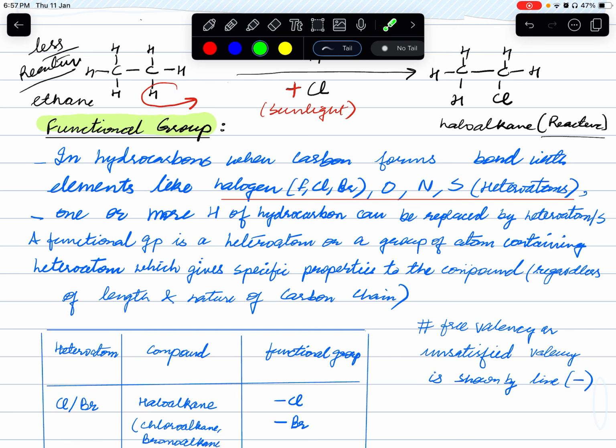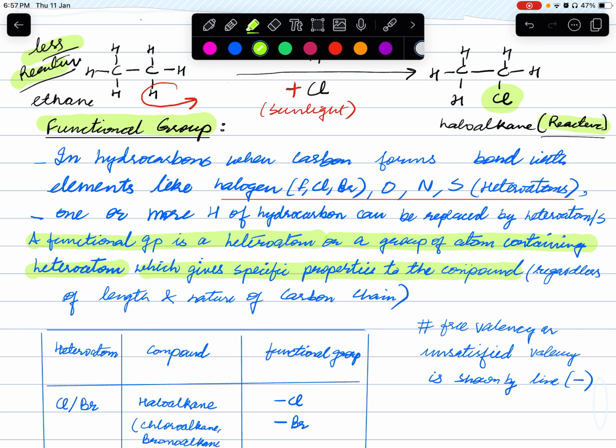So when any hydrocarbon forms bonds with these heteroatoms, one or more hydrogens of the hydrocarbon can be replaced by the heteroatom. And what is the result of this? The result is that a functional group is formed, and a functional group is a heteroatom or a group of atoms containing a heteroatom which gives specific property to the compound. So what we have seen here in our case, the heteroatom is this halogen chlorine which makes this compound very reactive. Earlier the compound was very less reactive. So this heteroatom, that is chlorine, is acting as a functional group.